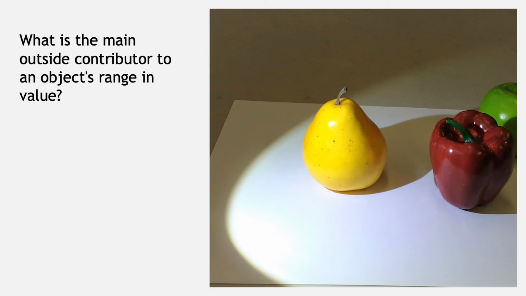But while we're thinking about value, I wanted to pose the question, what do you think is the main outside contributor to an object's range and value? And that might be a little bit of a wordy question, but I just mean, what is it that makes the highlights and the shadows of an object? And you might have guessed it by now, it is the light source. So here in this still life, it looks like the photographer or artist is using a lamp as their light source to create the range and value of the fruit.